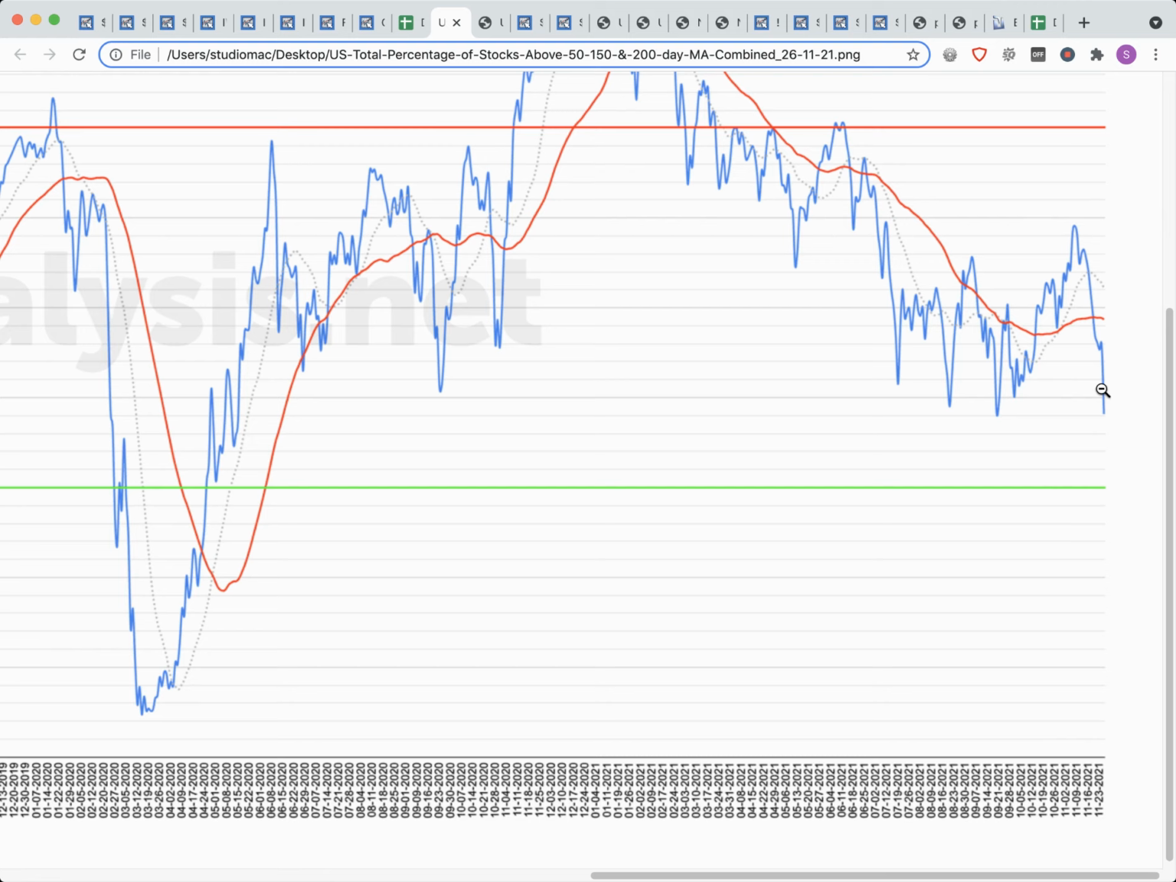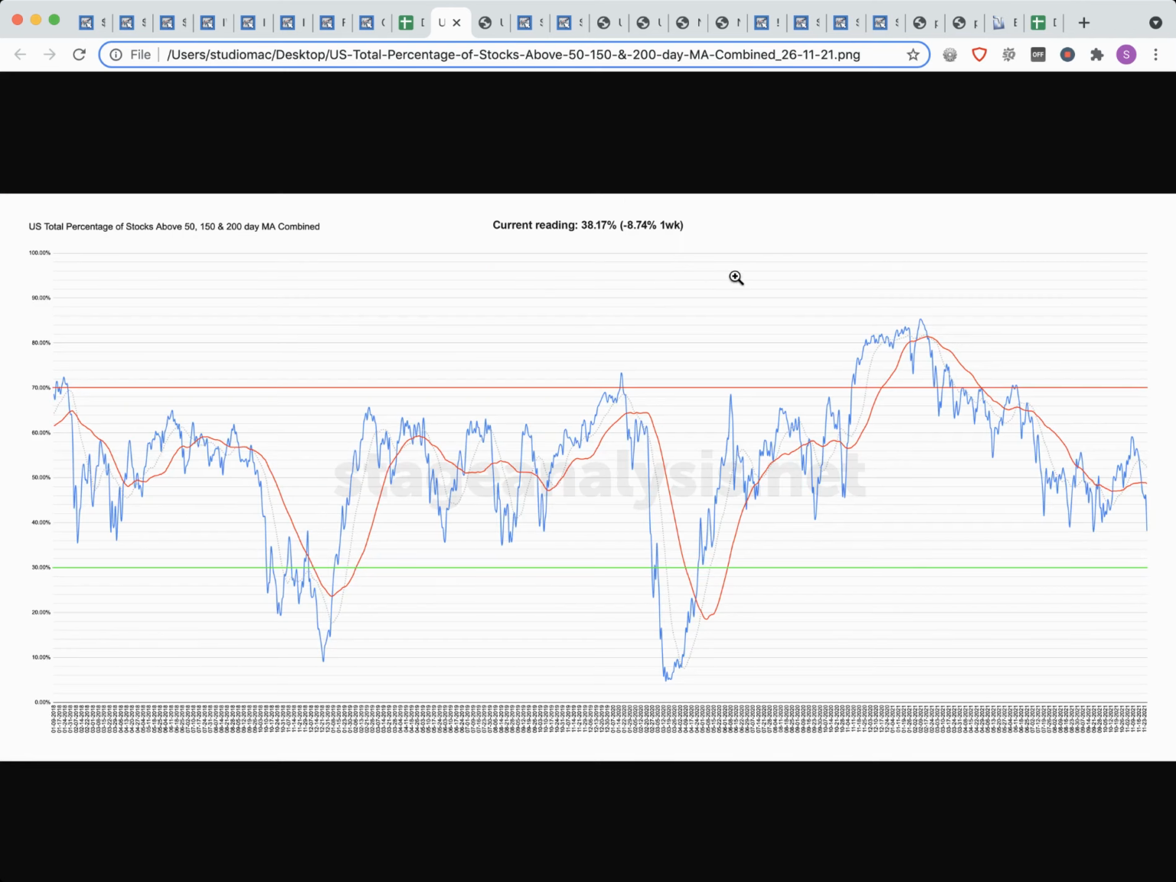So this topped out a couple of weeks ago. We started to break back down below there, so we got back through the 50-day moving average. I highlighted to members last week that we've moved back to a difficult environment again, and then it followed through this week, much stronger to the downside, dropping another 8.74%, and we closed at 38.17%.